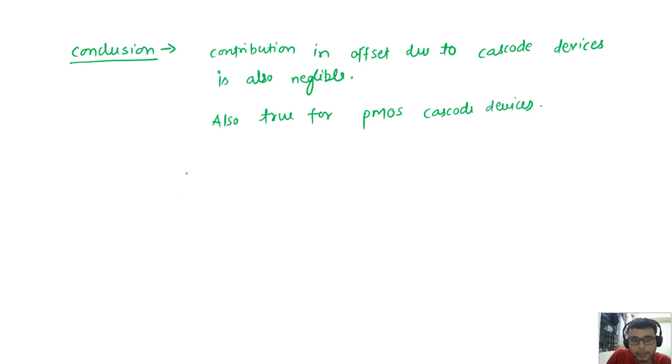So what is the amount we are getting due to this? The input referred offset due to devices 3 and 4 mismatch is what? 1 upon GM12 RDS 12, comma del Vt. So it is nearly 0, I can compute it.